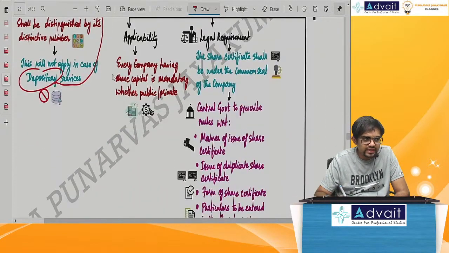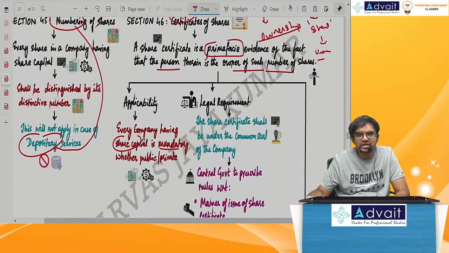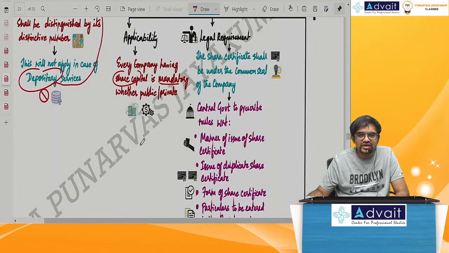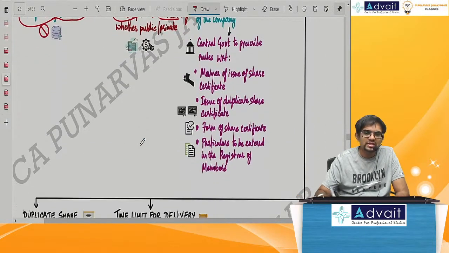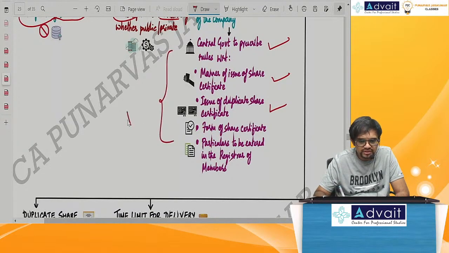Applicability: every company having a share capital is mandatorily required to give a share certificate. The share certificate shall be under the common seal of the company. The Central Government will prescribe the rules, the manner of issue of share certificate, and issue of duplicate share certificate; rules will be given for all these things.